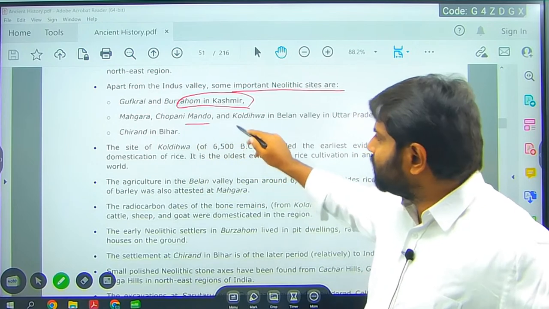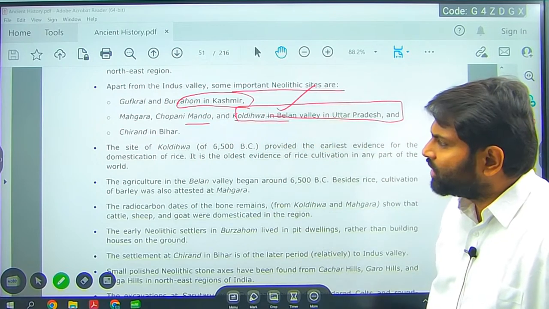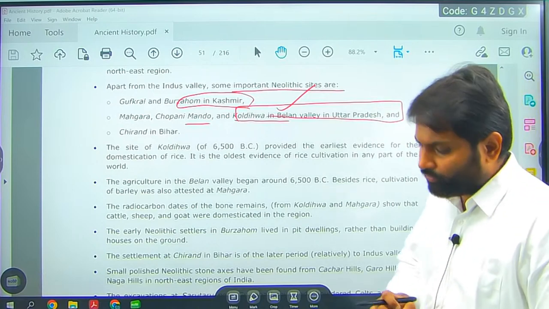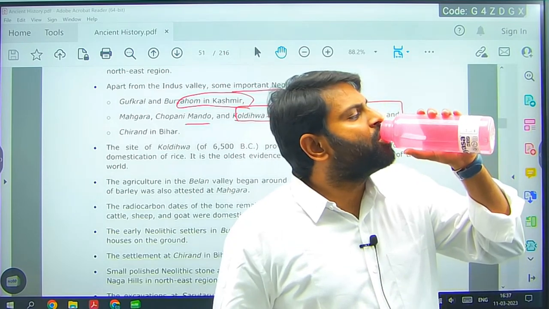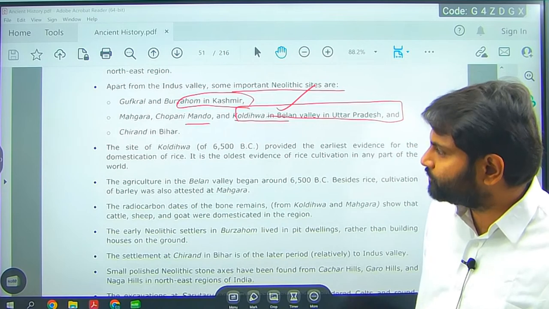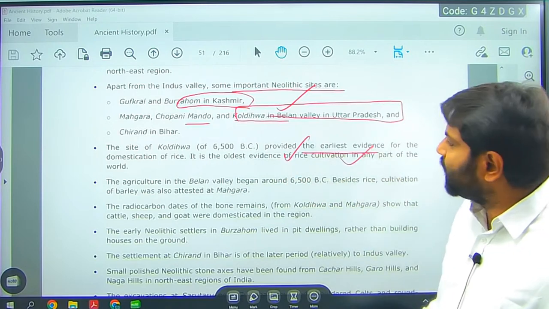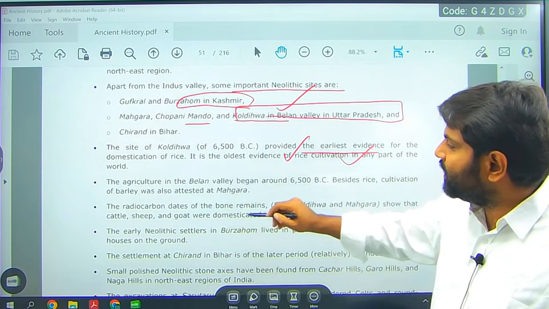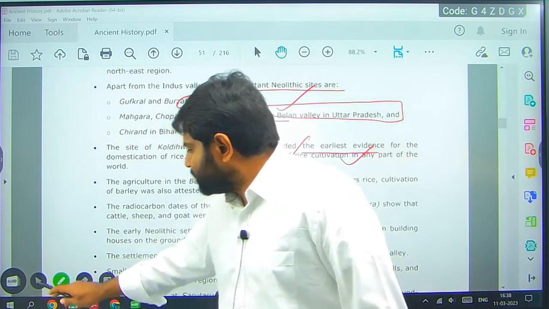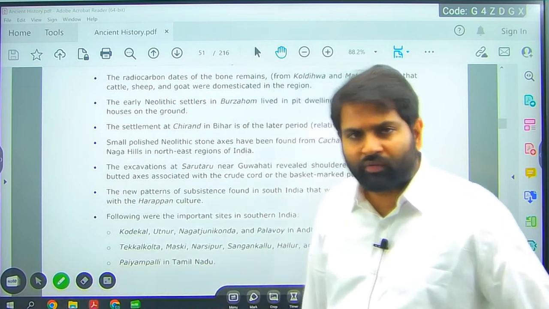So Mehrgarh, Chopani Mando or Koldihwa, which I spoke about, Belan Valley in Uttar Pradesh, where I spoke about rice, right? First time the trace of rice was found there. So Chirand in Bihar. These are the sites where we see that Neolithic sites are there. Koldihwa, as I said, 6000 BC provided the earliest evidence for the domestication of rice, the oldest evidence of cultivation of any part of the world that was available. Agriculture in Belan Valley began around 6500 BC. Rice cultivation and barley were also attested at Mehrgarh, right? The radiocarbon dating, C14, of bone remains from Koldihwa and Mehrgarh show that cattle, sheep and goat were domesticated. These are the evidences from Koldihwa, Belan Valley.